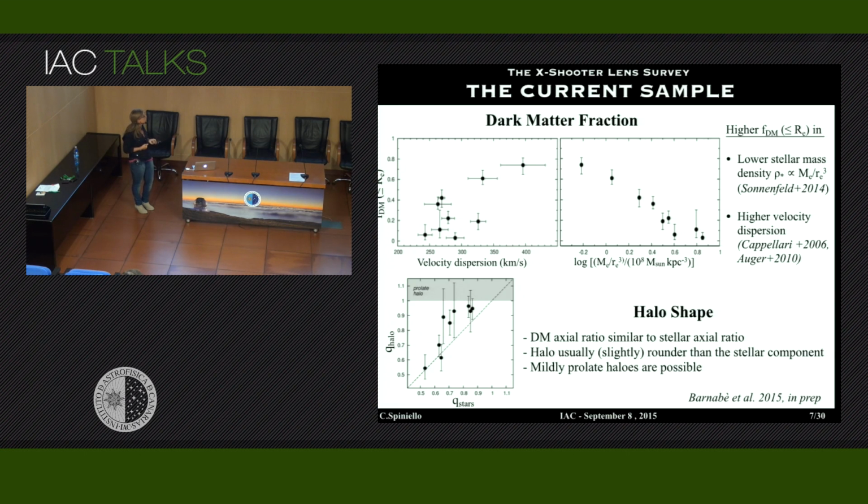From the halo shape point of view, we find that dark matter and stellar shapes are similar, although the dark matter halos are usually slightly rounder than the stellar component. They lie on top of this line. But to be honest, the errors are quite big, and we don't have a secure constraint on the halo shape, so I will not draw too many conclusions on that.